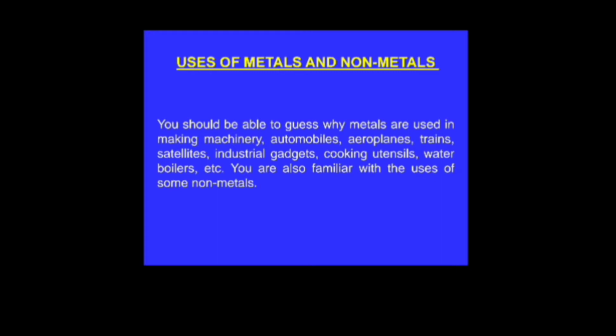Zinc metal is used for galvanizing iron to protect it from rusting. Silver and gold metals are used to make jewelry. Mercury metal is used in making thermometers.